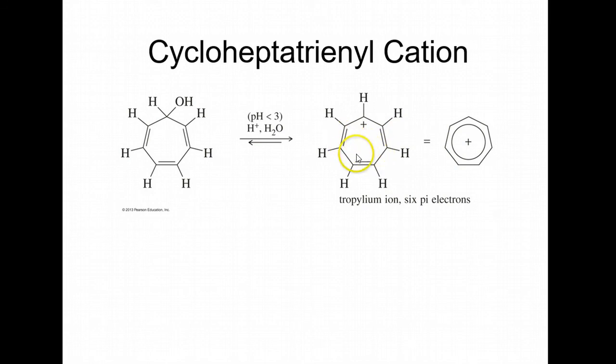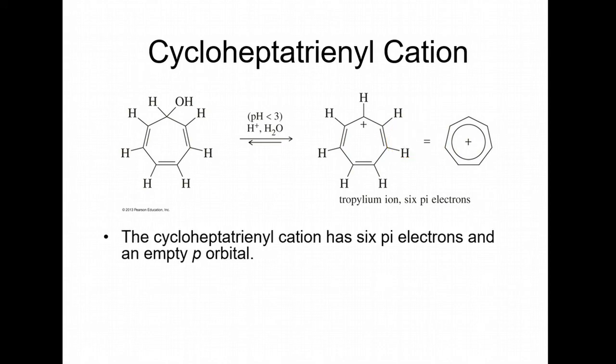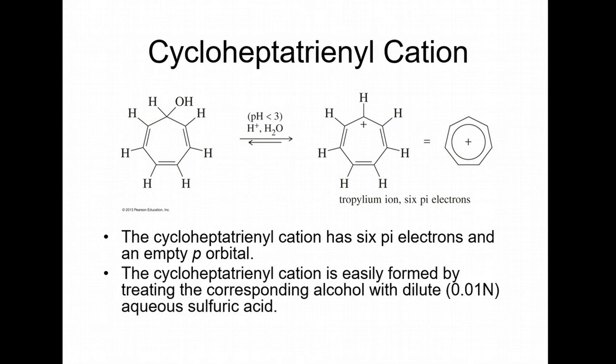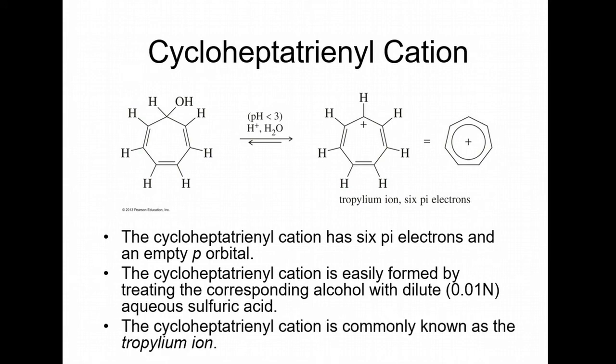How is it aromatic? 2, 4, 6, 6 pi electrons. Assuming it's planar, which we are assuming because you're not told otherwise, this is actually a stable compound. The cycloheptatrienyl cation has 6 pi electrons and an empty p orbital, is easily formed, and the reason is because it's an aromatic compound.